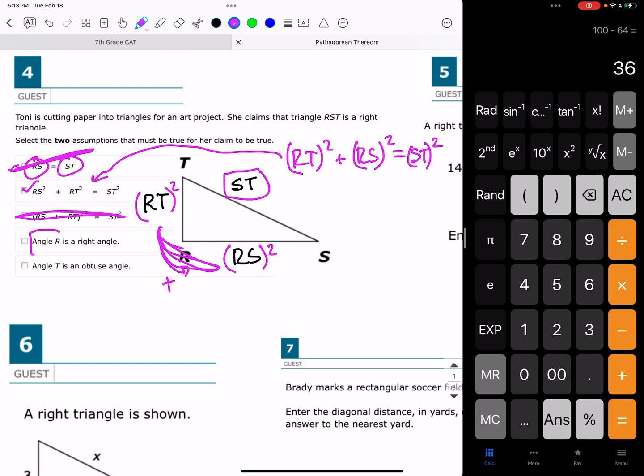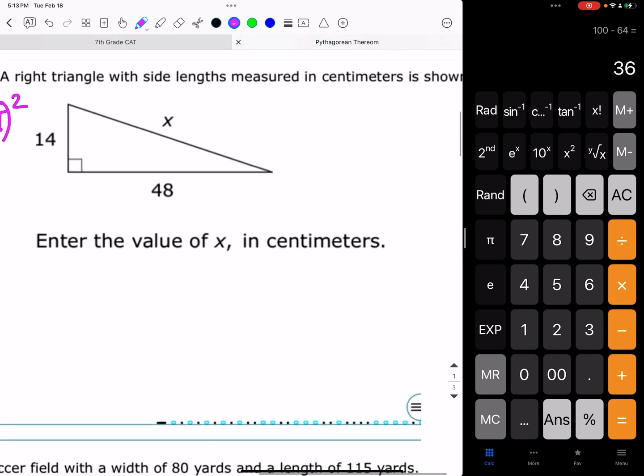Angle R is a right angle. This one right here, angle R, is a right angle. It's the only way we can do this. Angle T is obtuse. I haven't talked about obtuse, so don't worry about that. Like I said, look for the right angle. It's going to be the answer.